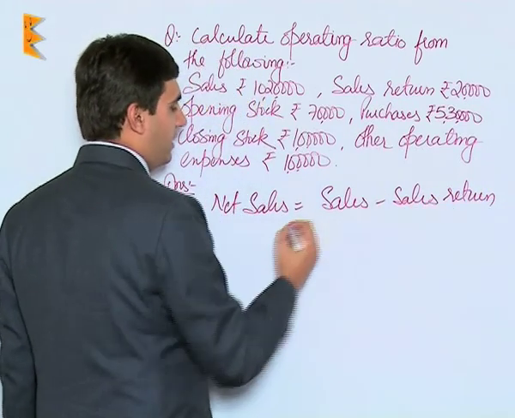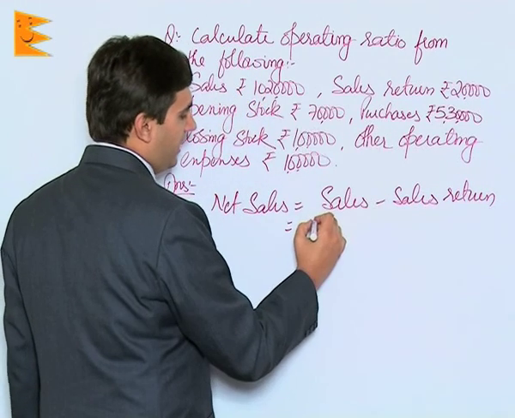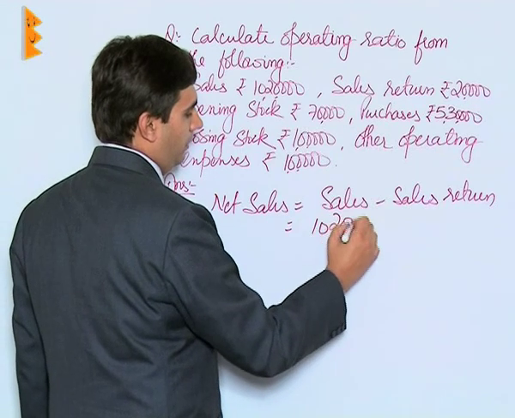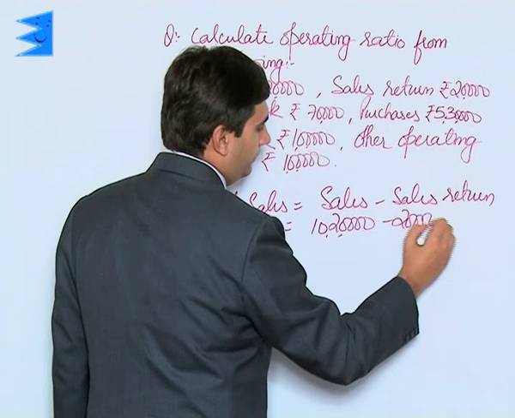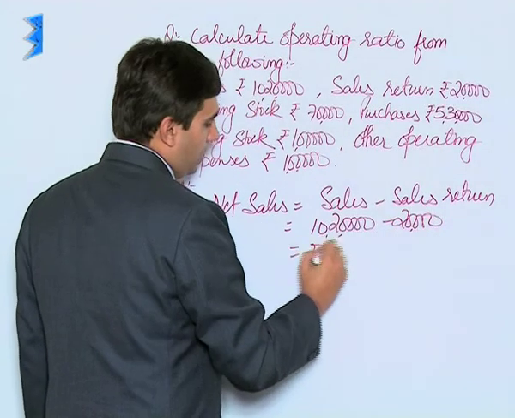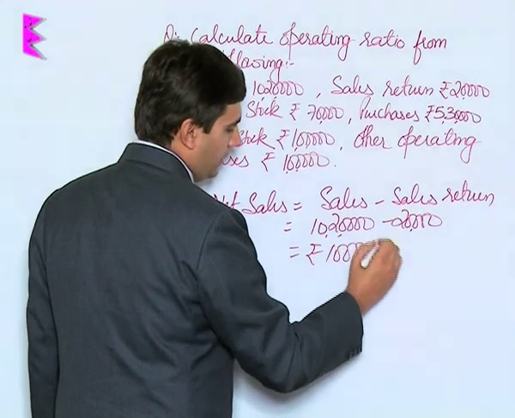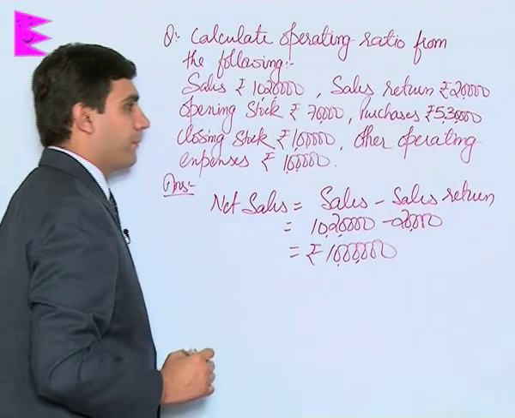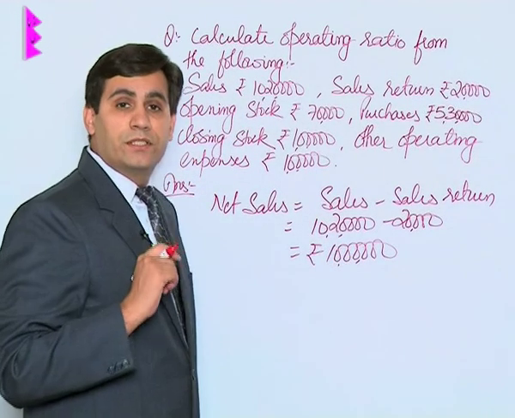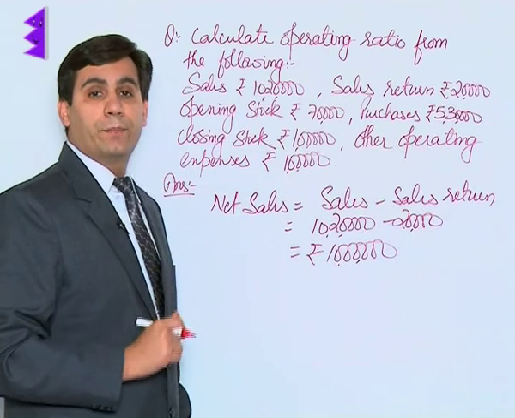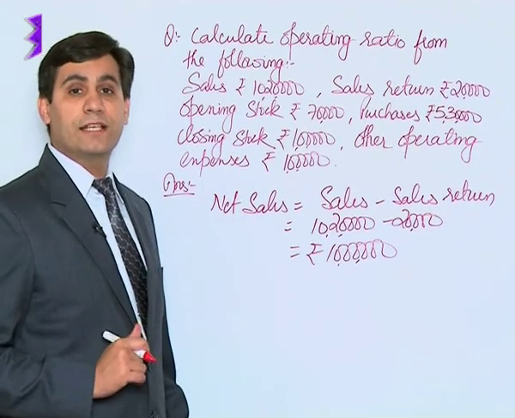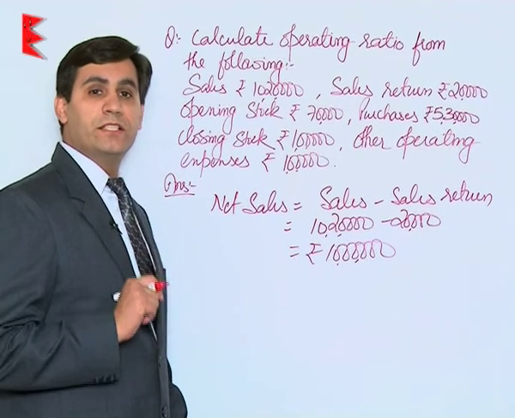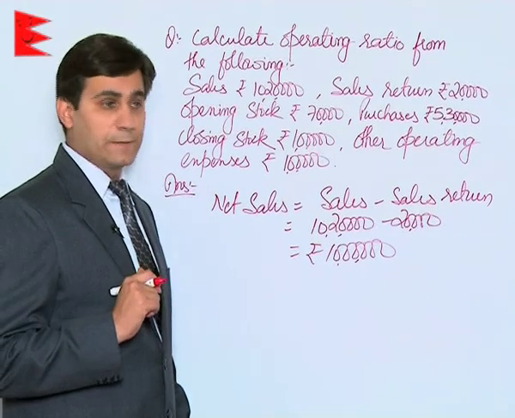That is sales minus sales return, which in this case would be 10,20,000 minus sales return of 20,000. So net sales would be 10 lakh. Now students, coming to the numerator part. The numerator part includes cost of goods sold plus other operating expenses. The sum of these two is equal to operating expenses.